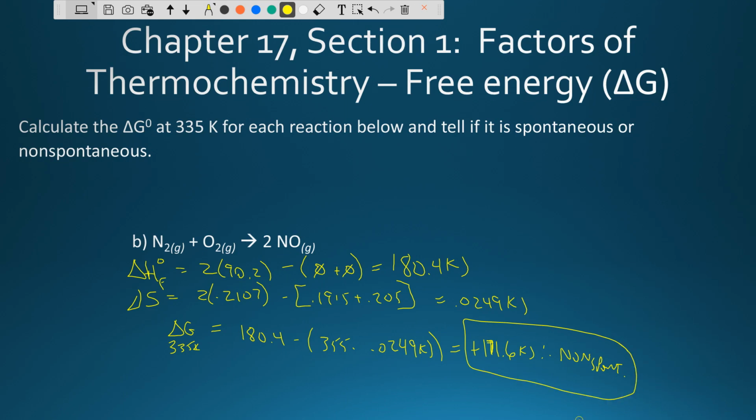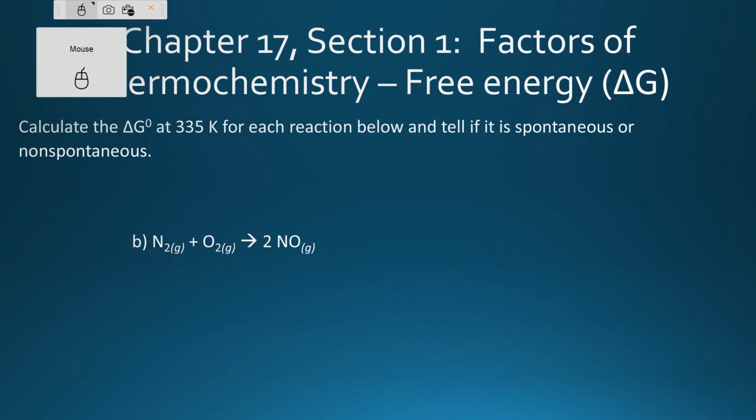Okay, so pretty straightforward. Just look up your values, and I think you got everything you need to do for the rest of your problems. All right, good luck.